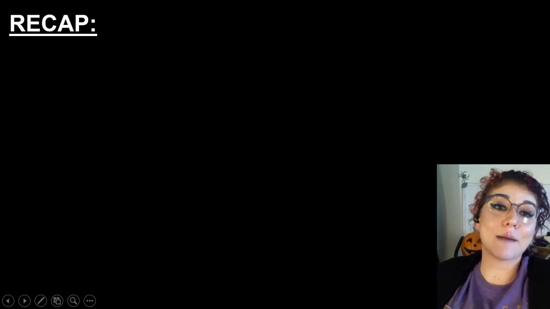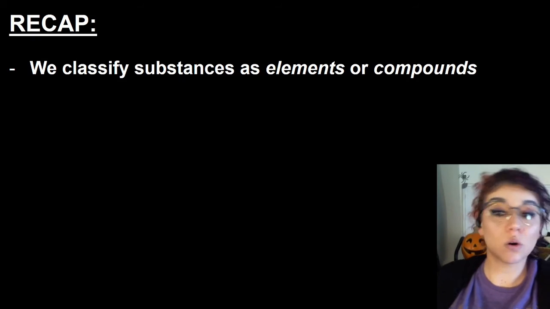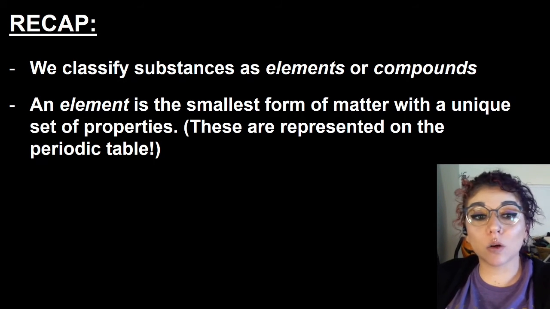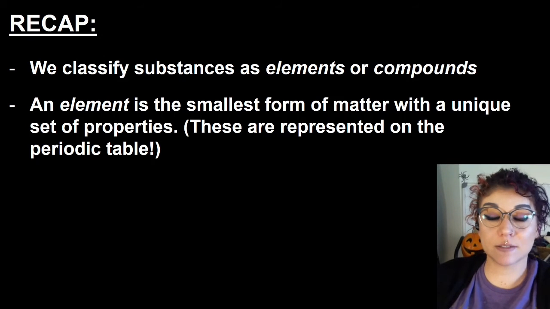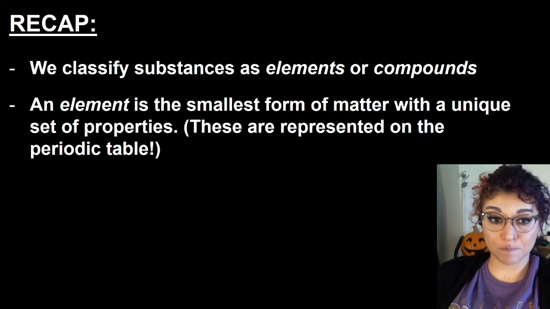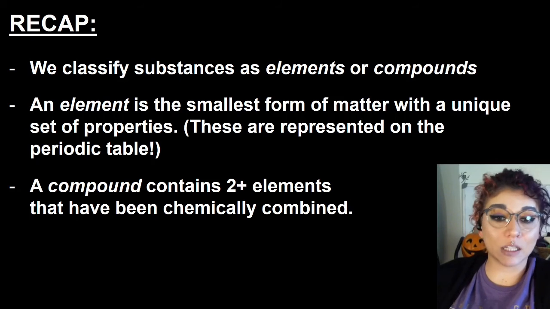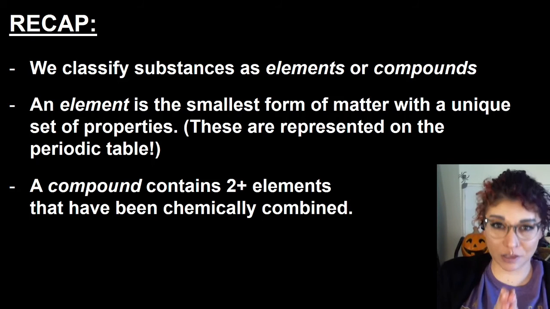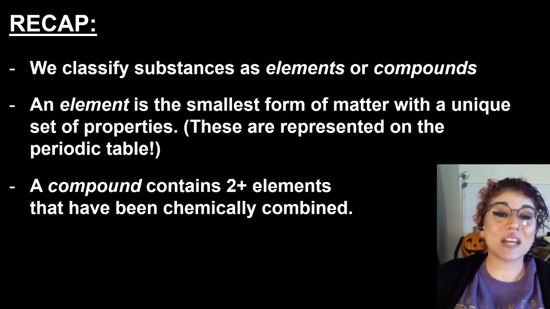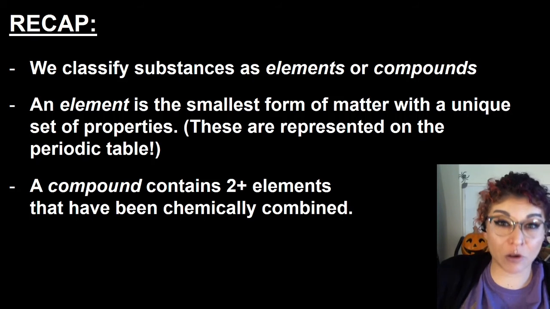Let's do a brief recap of what we just learned. We classify substances as elements or compounds. An element is the smallest form of matter with a unique set of properties. Elements are represented on the periodic table with symbols. A compound contains two or more elements that have been chemically combined. In order to separate out the components of a compound, you have to use some form of chemical means.